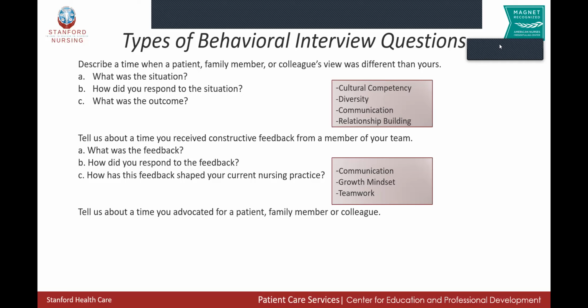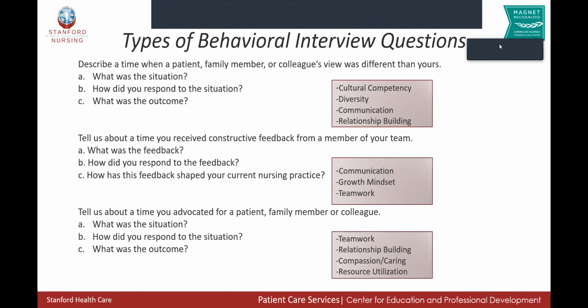Tell us about a time when you advocated for a patient, family member, or a colleague. What was the situation? How did you respond to the situation? And what was the outcome? So again, we're working on a question about advocating for a patient, but we're still going to mention our teamwork, our relationship building, providing compassionate care, and utilizing our resources. I think you've got the sense of the cadence: we're asking for a story, how you responded, and what was the outcome.